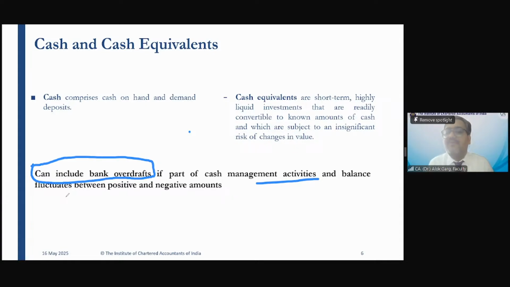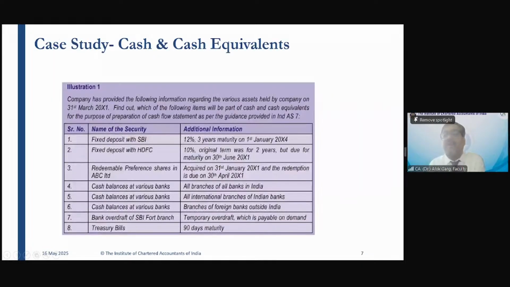For example, you have issued a check and you don't have money in your bank, but your check will not be bounced and your check can be cleared by the bank. For that, you have taken a bank overdraft, right? So if this bank overdraft is for working capital management, and generally bank overdraft is always for working capital management, this bank overdraft will become part of your cash and cash equivalent. It will not come under the financing activity. Okay. So this is the clarification.